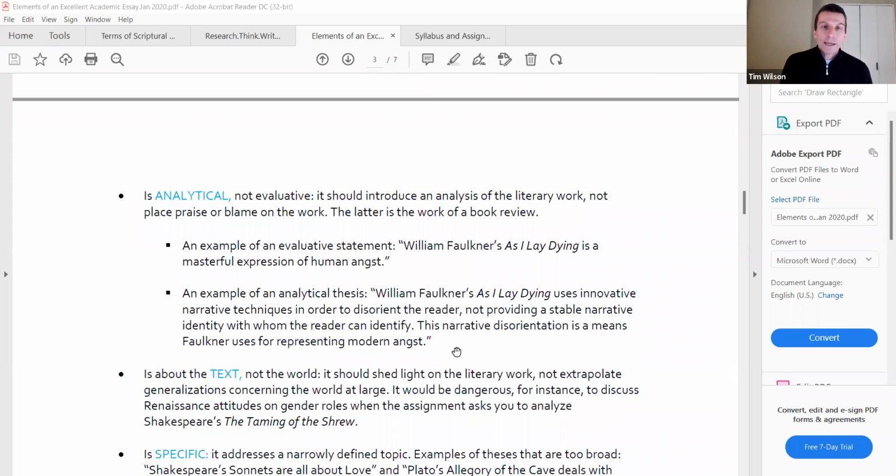An example of an analytical thesis would be: William Faulkner's As I Lay Dying uses innovative narrative techniques in order to disorient the reader, not providing a stable narrative identity with whom the reader can identify. This narrative disorientation is a means Faulkner uses for representing modern angst. There it's analytical because you said, I think Faulkner's trying to represent modern angst, and this is how he does it. So I've taken apart the machinery a bit to show us, so we understand the work a bit more.